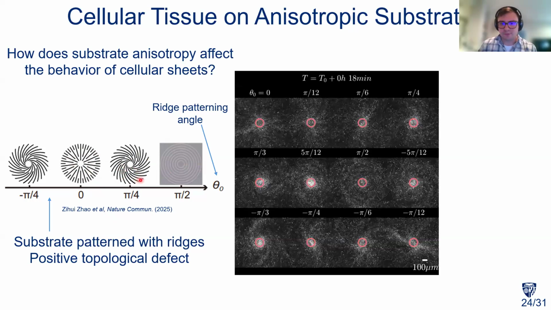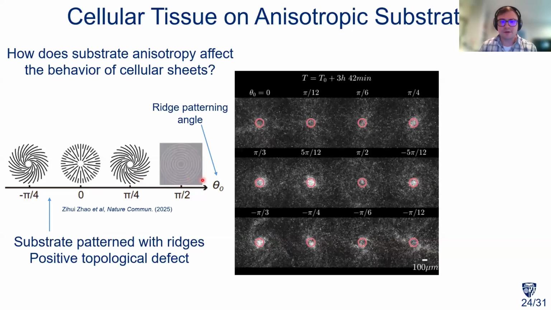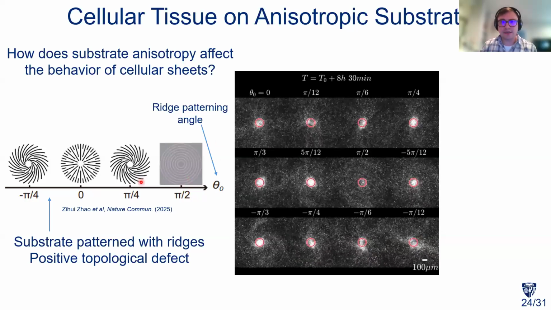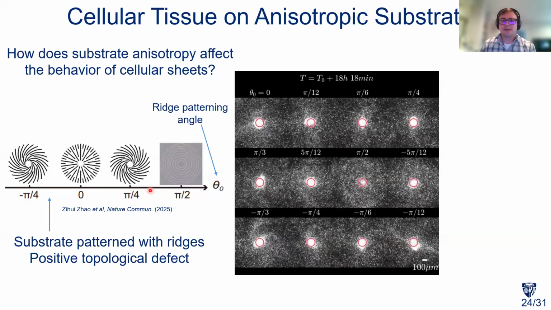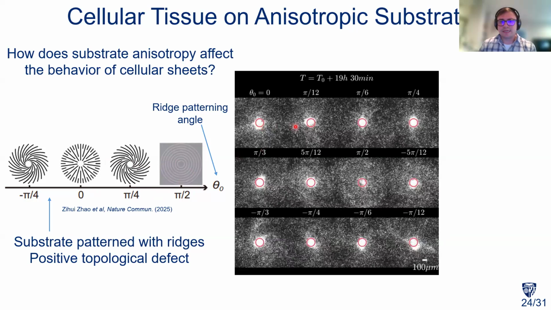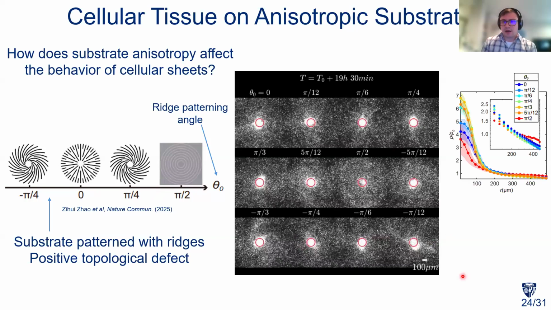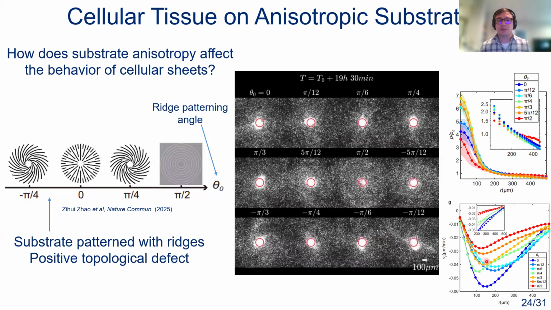Here's a movie from their experiment. These are the fluorescence of the cells over time. They found that for all of the angles, regardless of what they chose, the cells tended to accumulate at the center. Just to show you as an average, this is the density as a function of distance from the center. In fact, they were able to determine that the cells were actually moving over time towards the center.